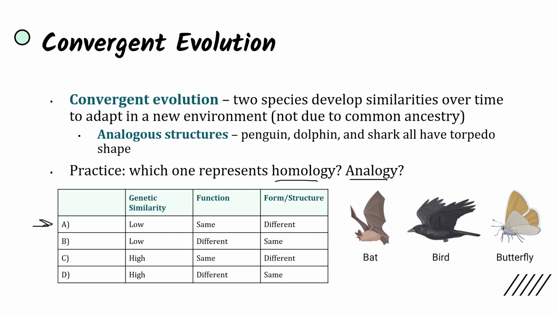Now, if genetic similarity is high, that means that we could be looking at homology. But now let's take a look. Just like we looked at our forelimbs, we can see that the structure is going to be the same for all of these species, even though they use them for different things. For instance, birds use their wings to fly, whales use their fins to swim, and humans use their hands to grab things. So the form and structure is the same, but the function is different, and genetic similarity is high. This is homology right over here.